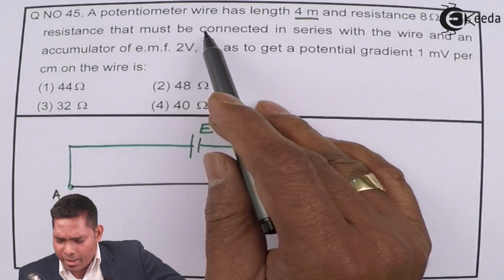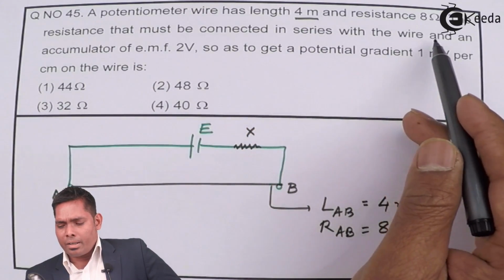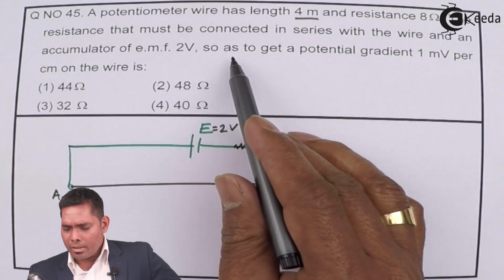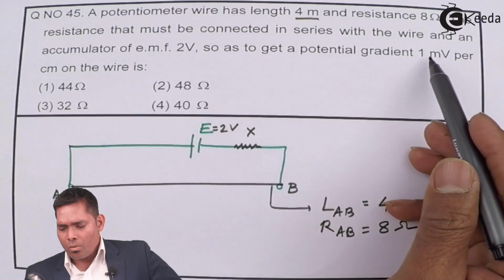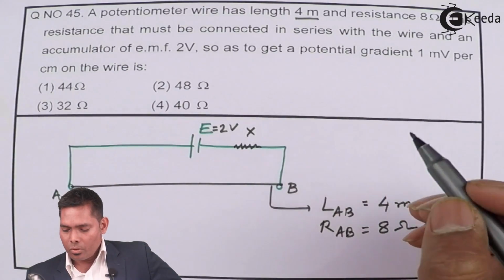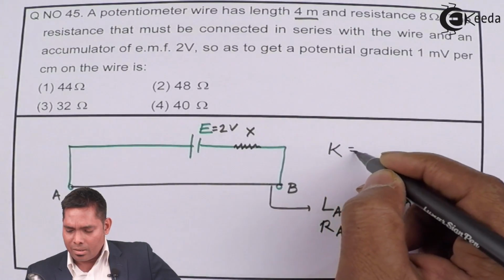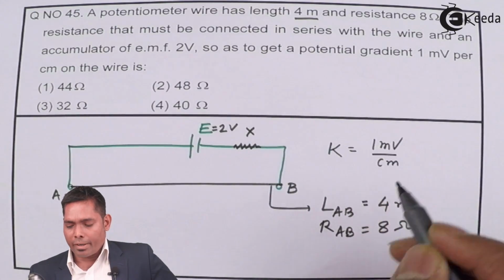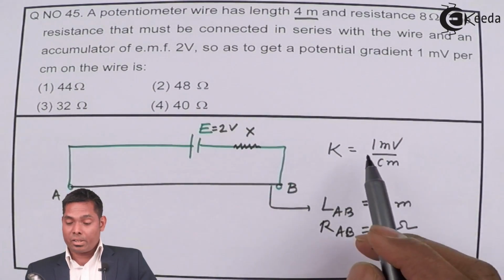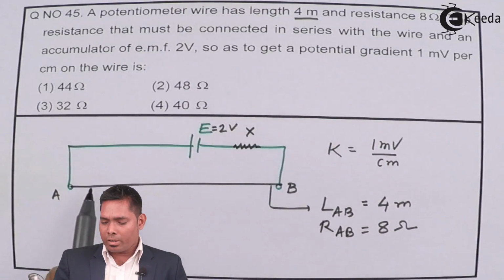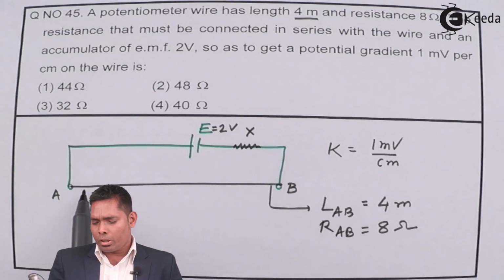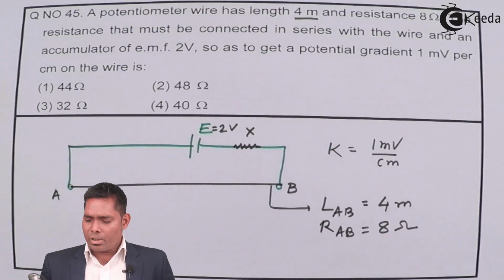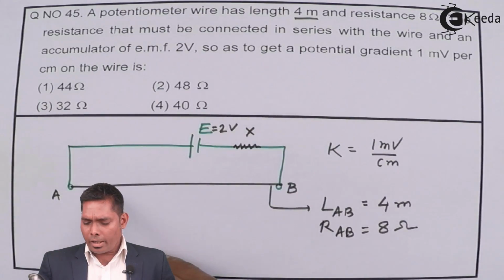The resistance that must be connected in series with the wire and an accumulator of EMF 2 volts, so as to get the potential gradient 1 millivolt per centimeter. So the potential gradient, suppose K, is 1 millivolt per centimeter on the wire. This is the potential gradient required across any 2 points.